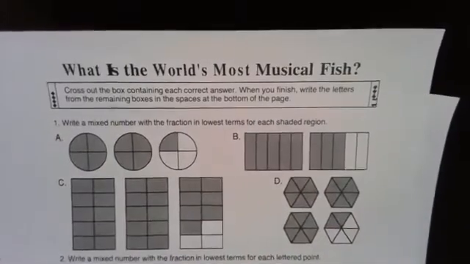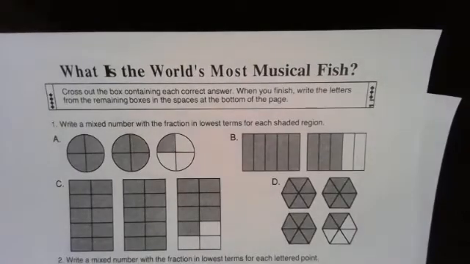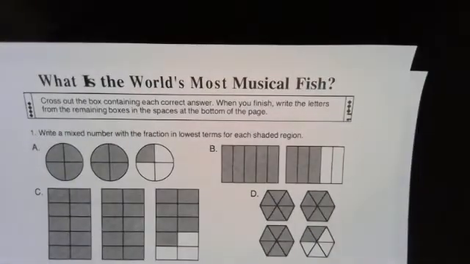Okay, guys, so the next one is, what is the world's most musical fish? It's C29. And so it's writing mixed numbers with fractions in lowest terms for each shaded region. So the first thing we need to understand is that fractions are part of a whole.